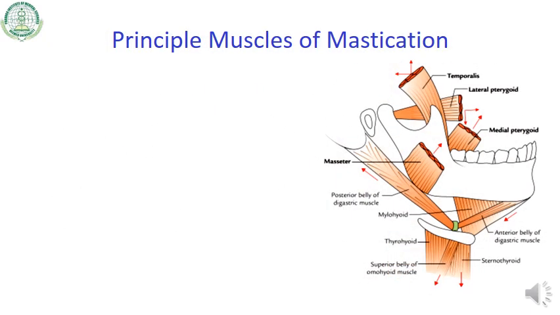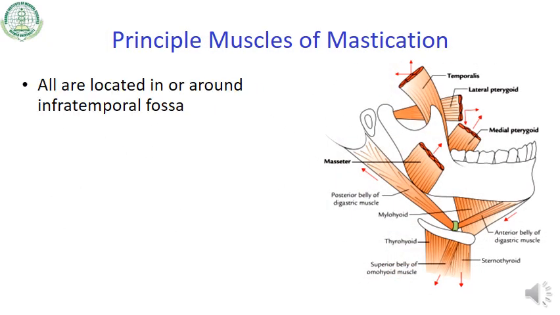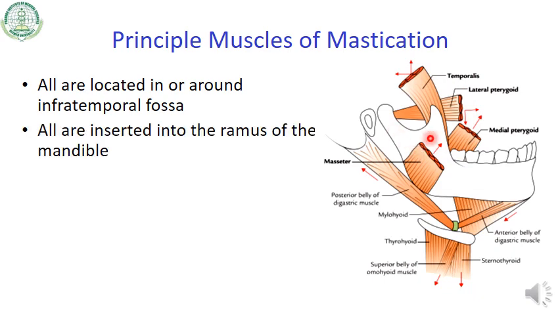One by one each muscle we will see. What is the function or how the principal muscles act, that we will see. All the principal muscles of mastication, they are located in and around infratemporal fossa. So you can see here, this is the region of the infratemporal fossa. So all the muscles are located around the infratemporal fossa. They all are inserted into the ramus of mandible.